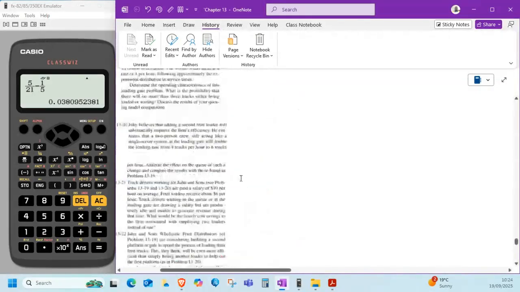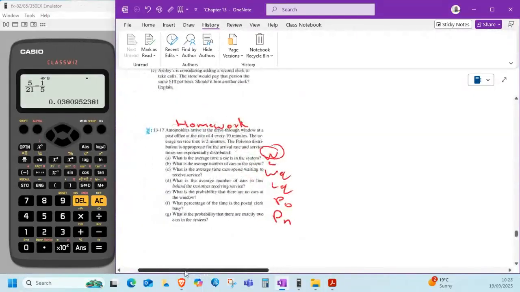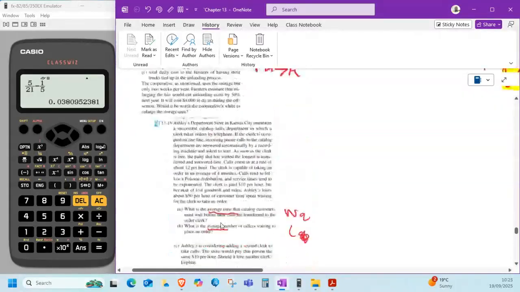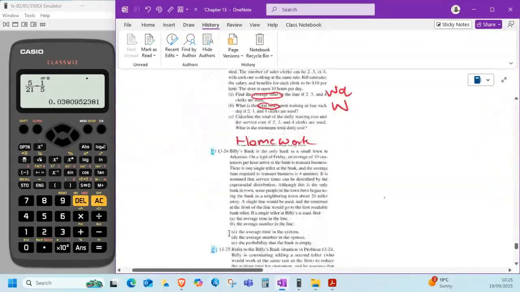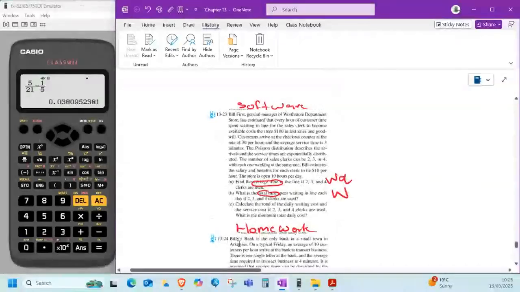Oh, okay, interesting. I thought I had so many homeworks. Oh, there's another one. 13.17. You must do these two homeworks before next week Friday. You must do these homeworks, please, guys. I beg you. We are going to do theory calculations only, no theory in the test.